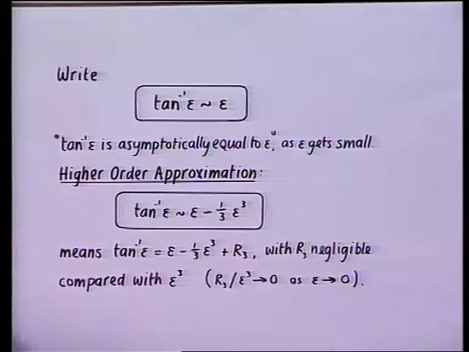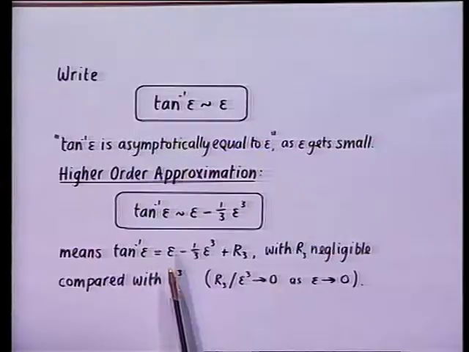If, for example, we take the first two terms in that series, then we have tan^-1 epsilon equals epsilon minus a third epsilon cubed. And the fact that we've taken two terms means that we've improved the approximation, provided epsilon is sufficiently small.